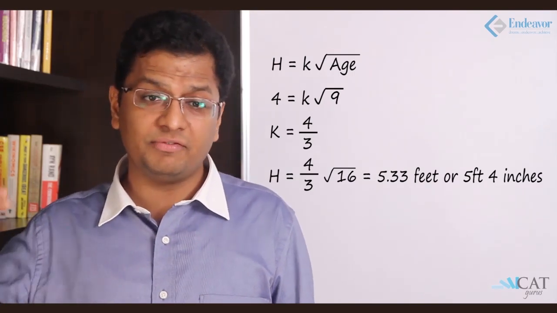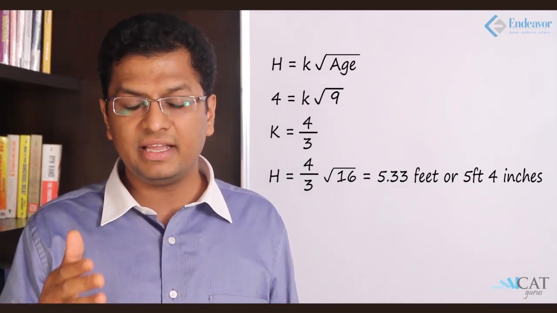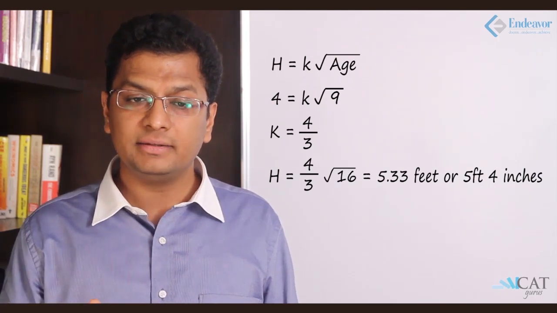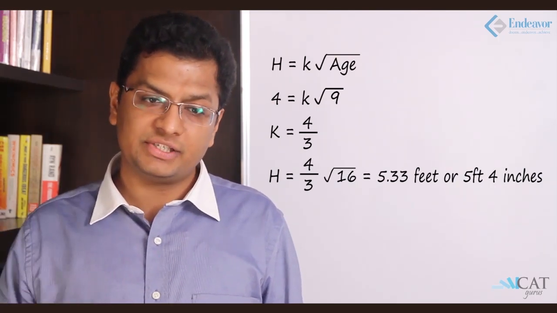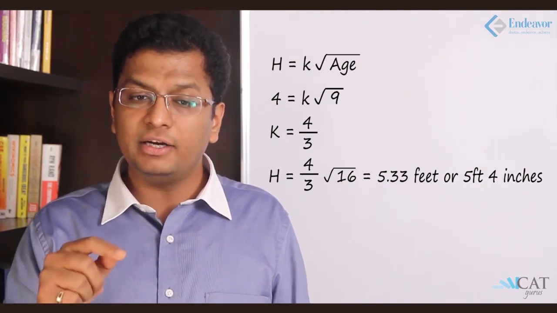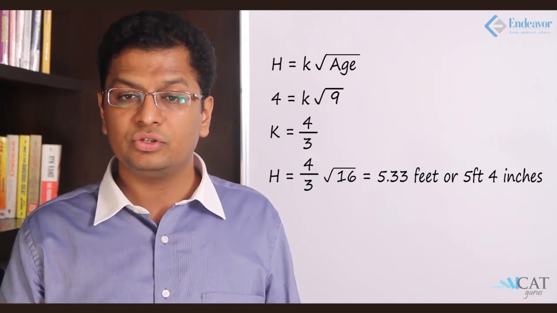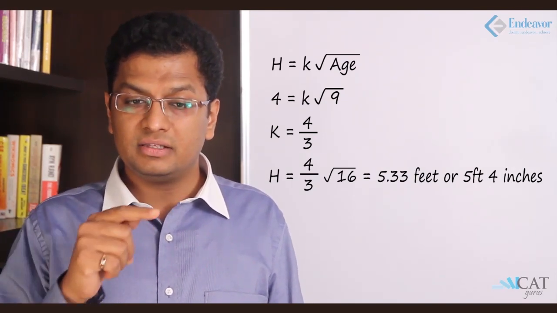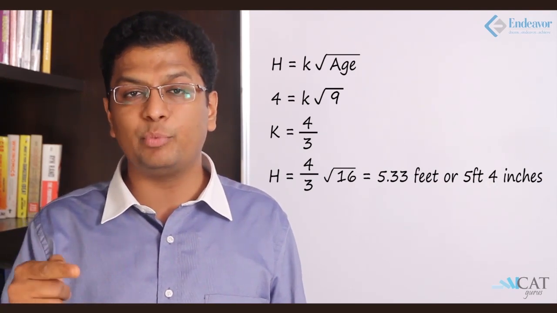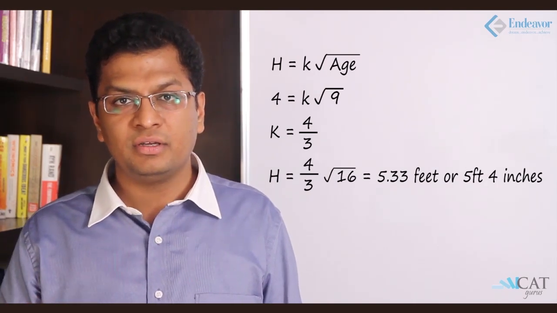Let's take the initial one, 4 feet at the age of 9 years. So 4 is equal to K root of 9. So that gives me K as what? 4 upon 3. Let's put it in the new equation. H is equal to 4 upon 3, now K's value is being put in, into root of 16. That was the original formula, the root of age. So at the age of 16 root is 4. So 4 into 4, 16 upon 3 gives me 5.33 feet. This is nothing but 5 feet 4 inches.